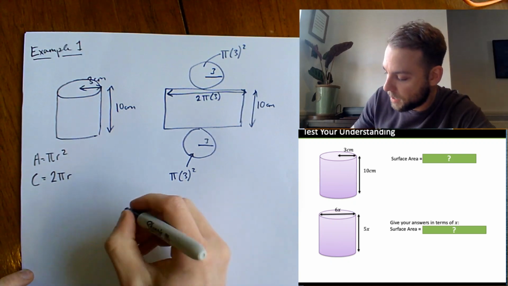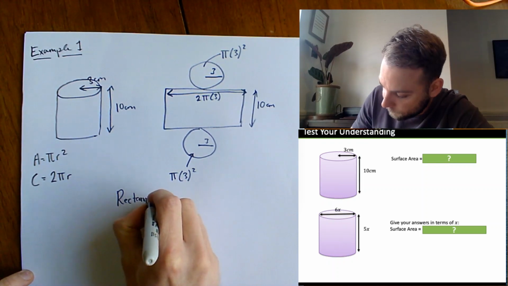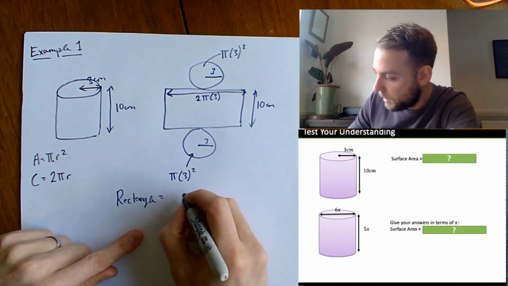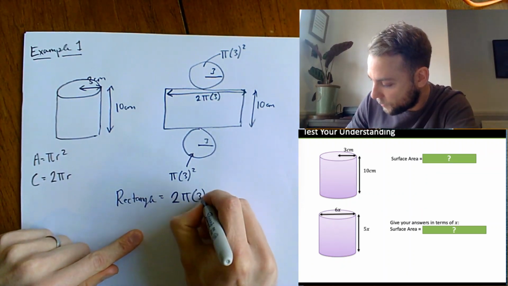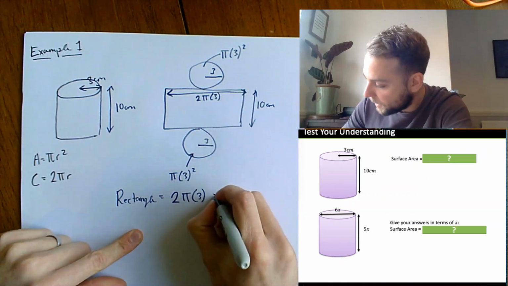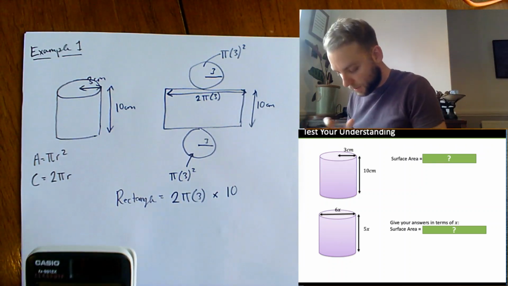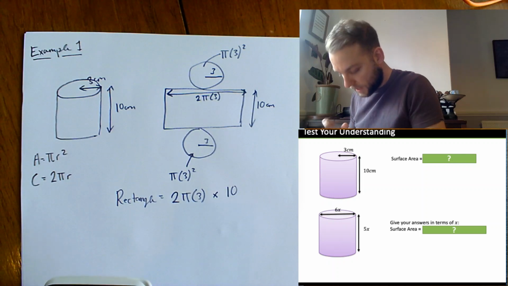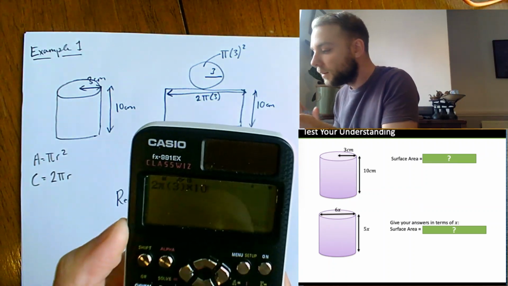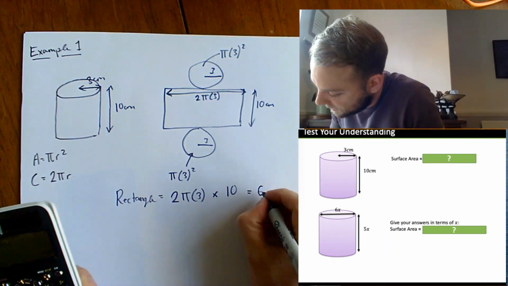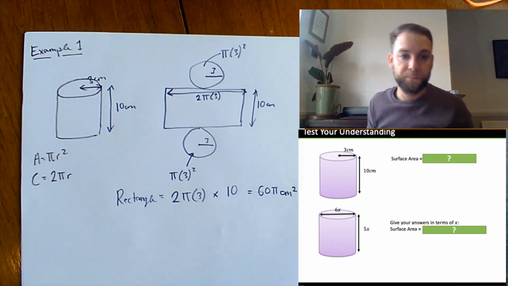So let's write down the rectangle here, which is equal to this width, which is 2 pi times 3, times by the height of the rectangle, which is 10. So let's get that into our calculator. 2 shift pi times 3 times by 10, which in this case is equal to 60 pi. The units are centimetres squared.